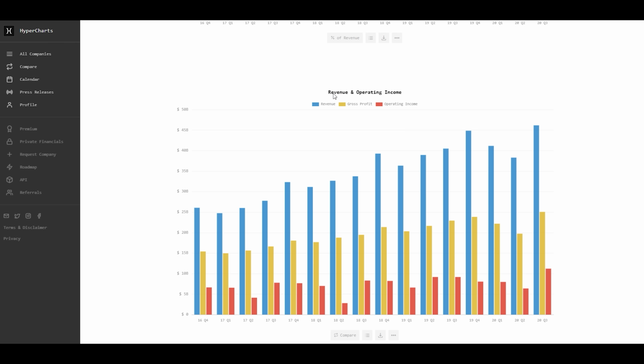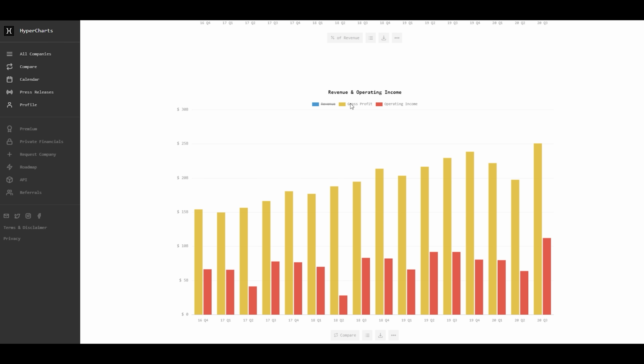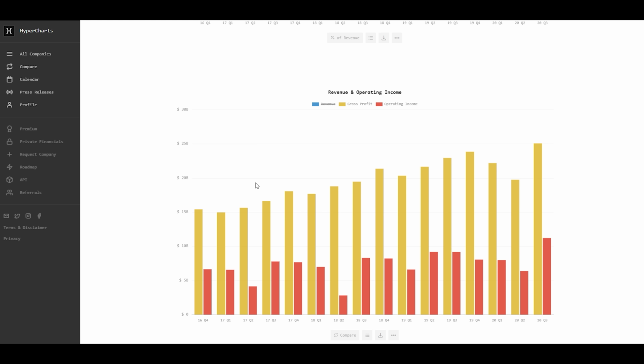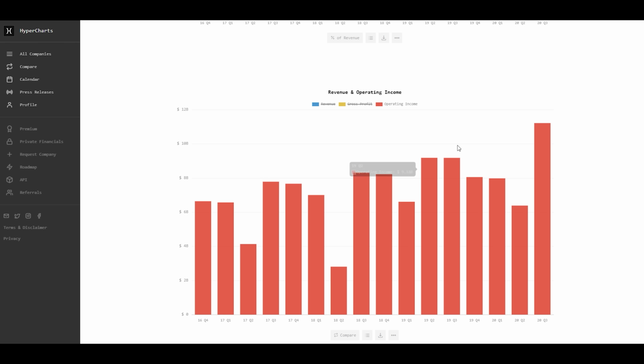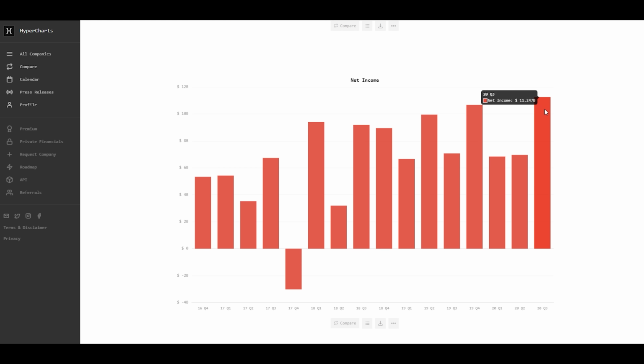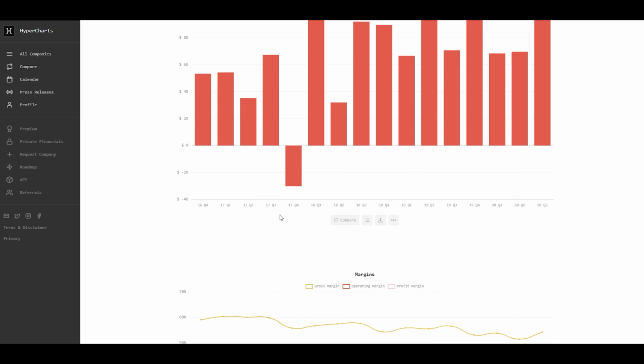Then you can have a look at revenue and operating income, so you can single these out. So as you can see, revenue is going up over time. Gross profit, that's going up over time. And then when it comes to operating income, that's going up over time, but it is a little bit choppier. We can scroll down, have a look at their net income. Clearly that's rising over time, although again, it's a little bit choppy.